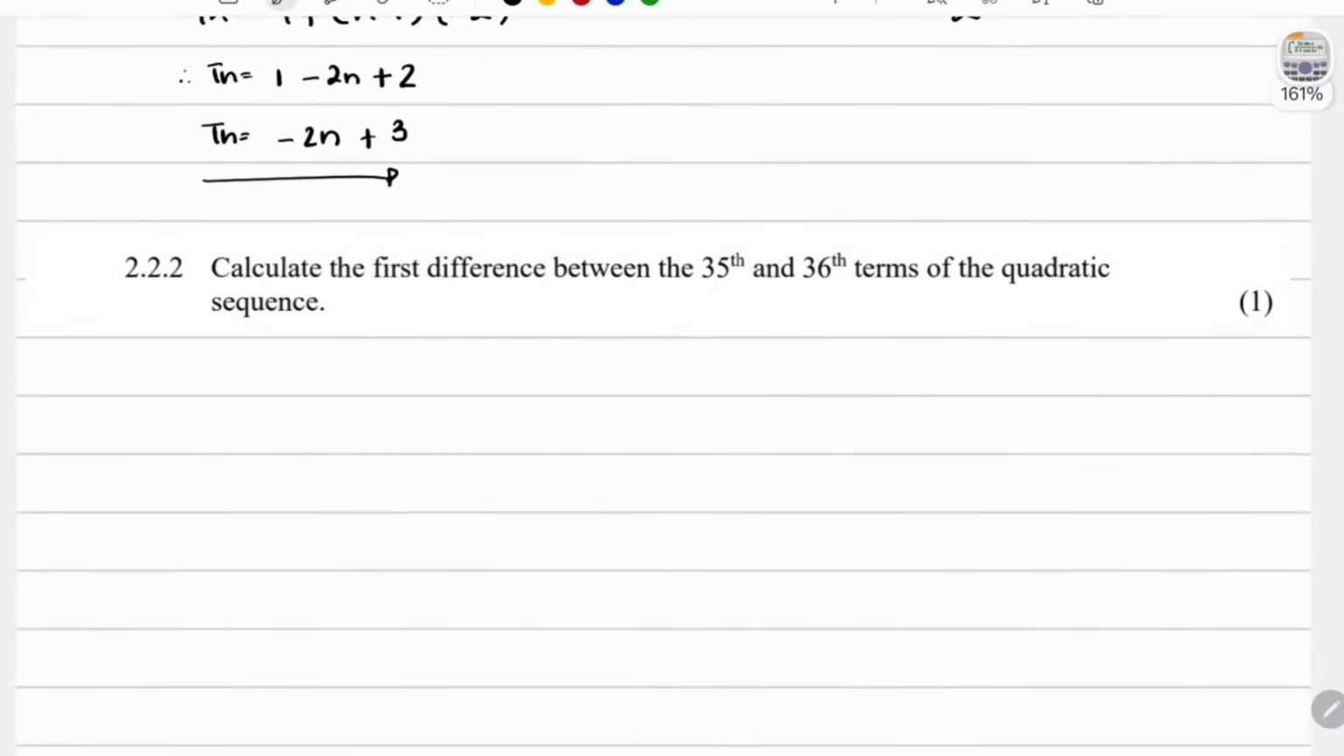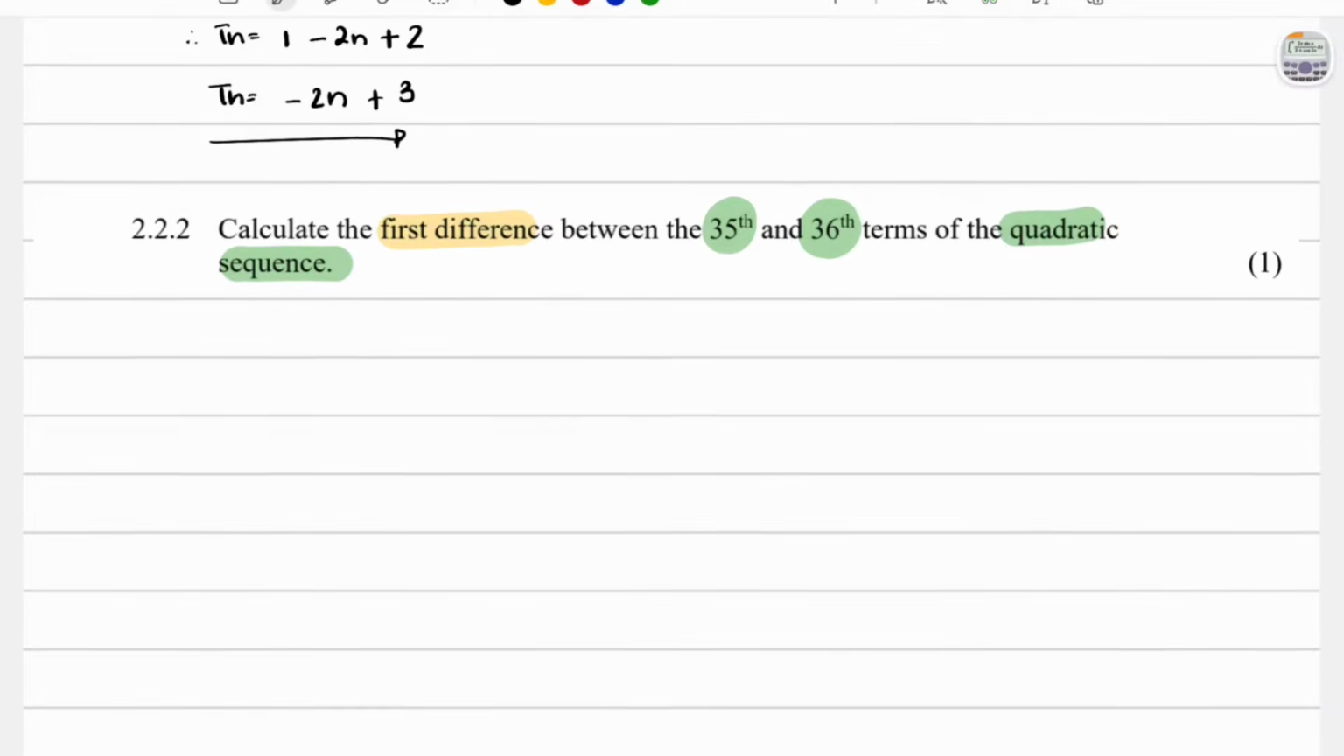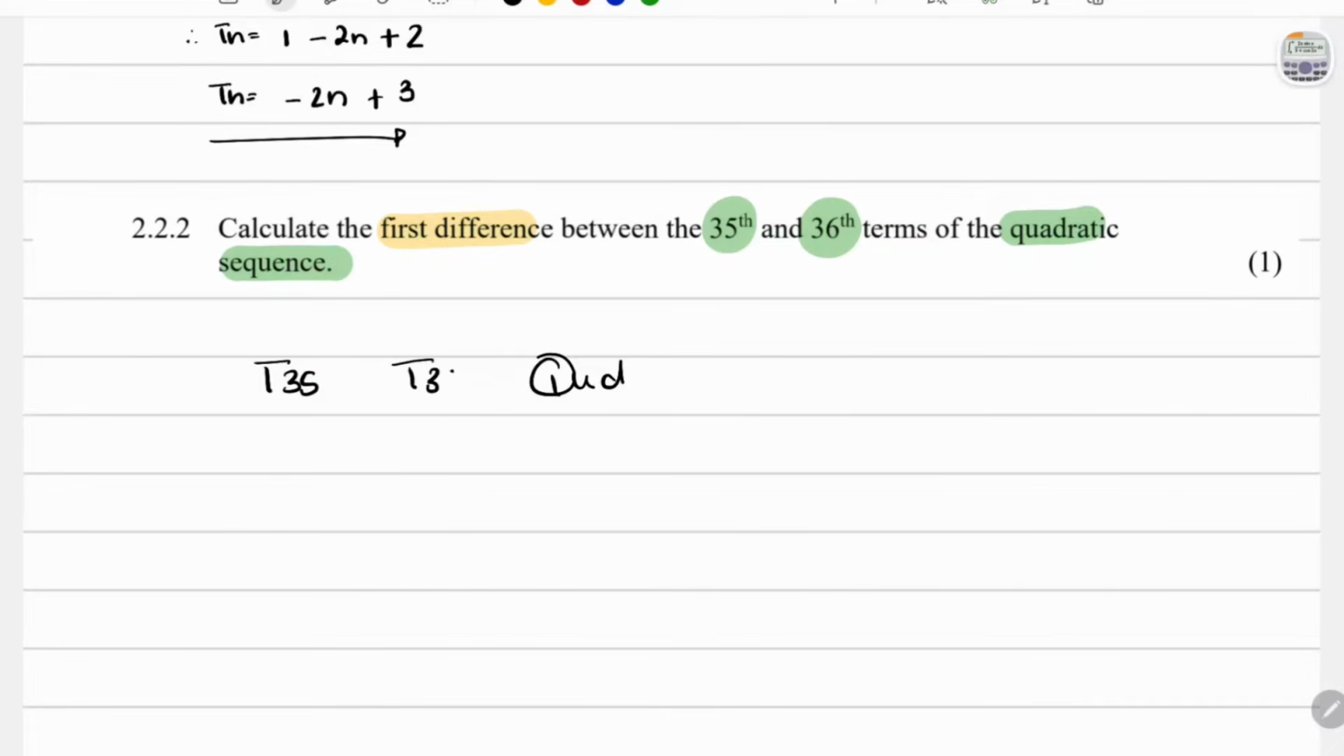Okay, so the next question, 2.2.2, says, calculate the first difference between the 35th and the 36th term of the quadratic sequence. They keep bringing this question over and over again. They just keep representing it in different ways. So I want you to understand something about this. Remember, this is referring to the quadratic pattern. They want to find out what exactly is the difference between the 35th term, term 35, and term 36. So you need to calculate the first difference there. What is the value of that?